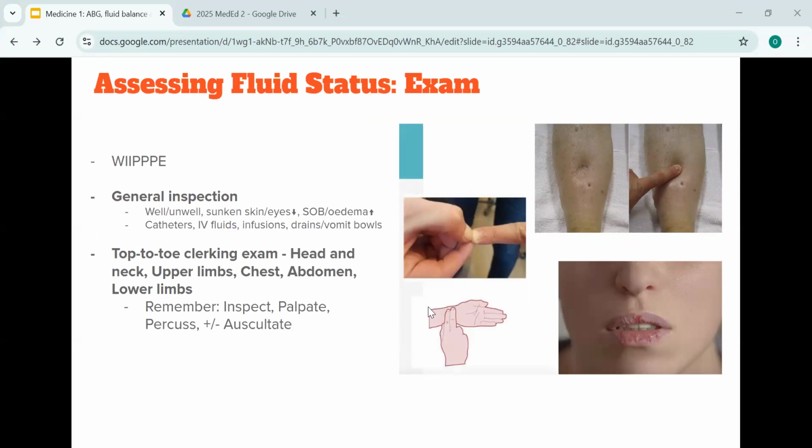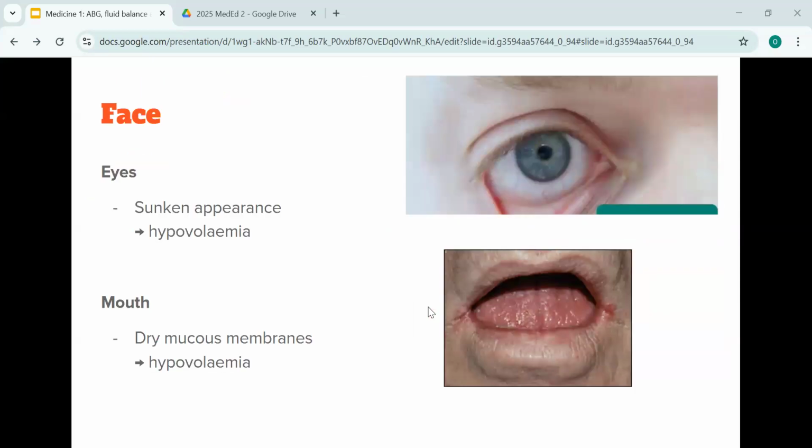So then starting top to toe, go through all of the different systems and look out for some key signs. Starting from the head, when you're looking at the face, you want to be looking for a sunken appearance of the eyes, which is associated with a decreased volume or dry mucous membranes.